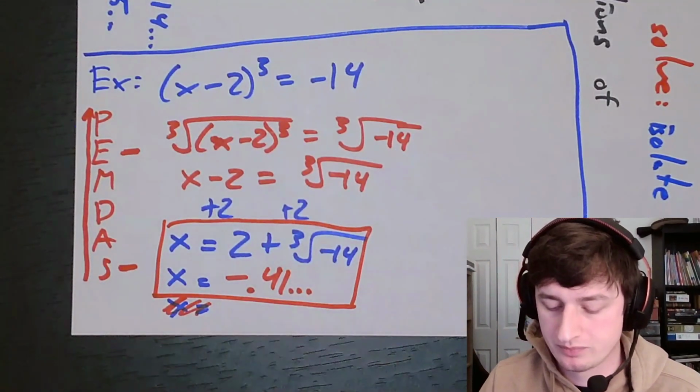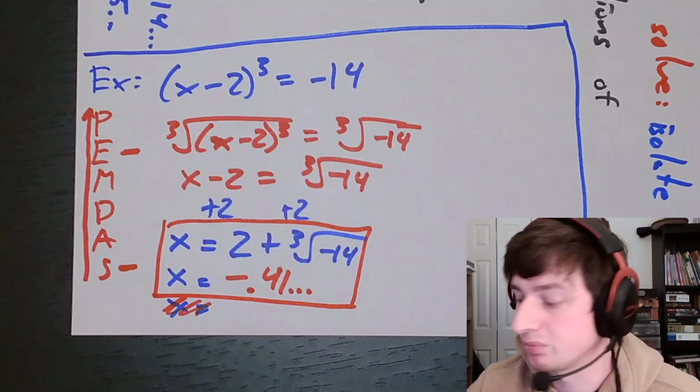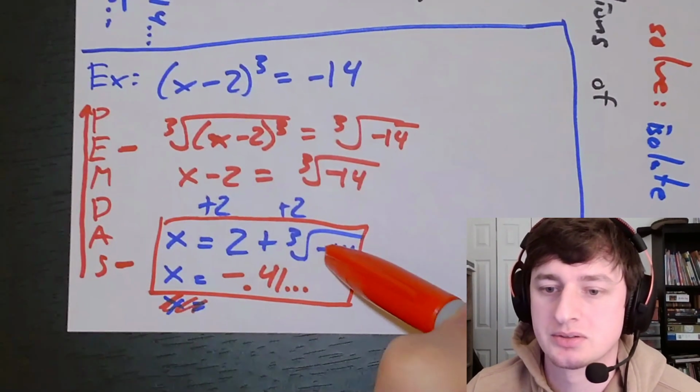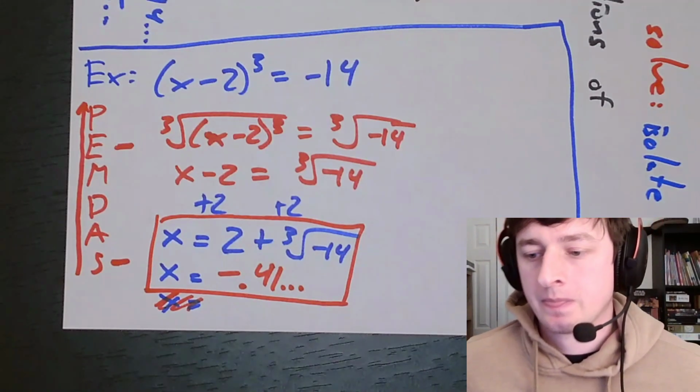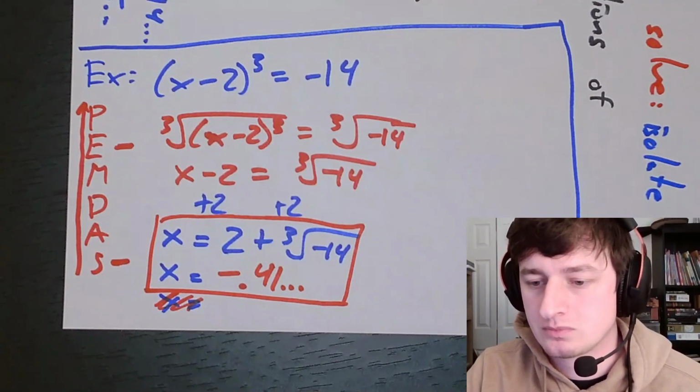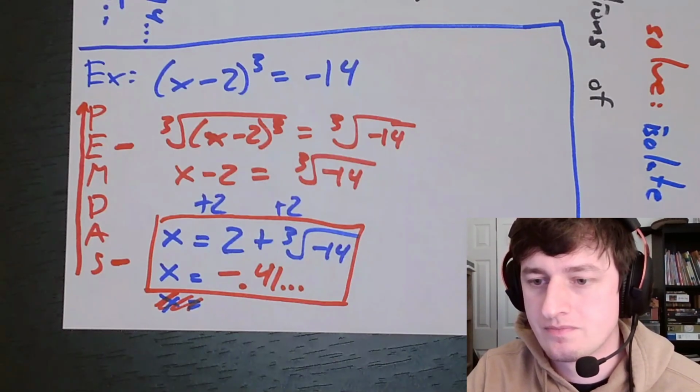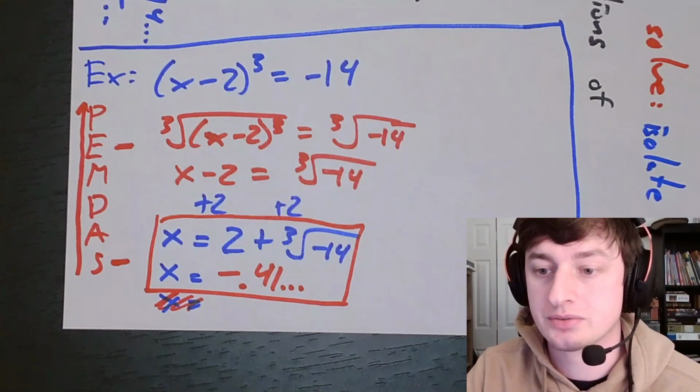So either of these are acceptable answers. In fact, on the test, I'm going to prefer that you leave it like this. You don't need to change it to a decimal. Just leave it like that. Okay? So now we're going to go practice on your own.